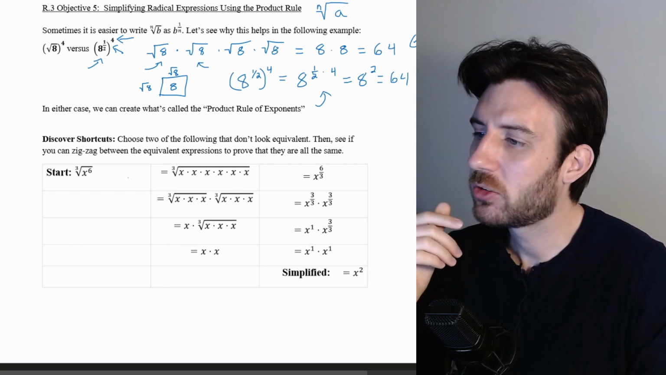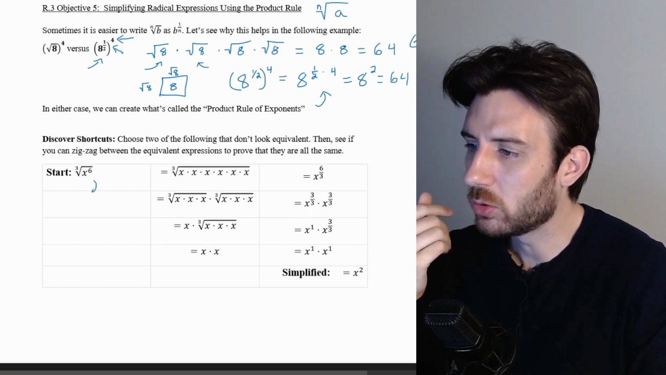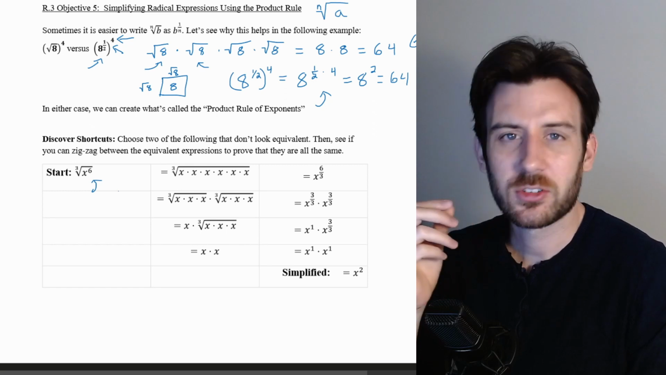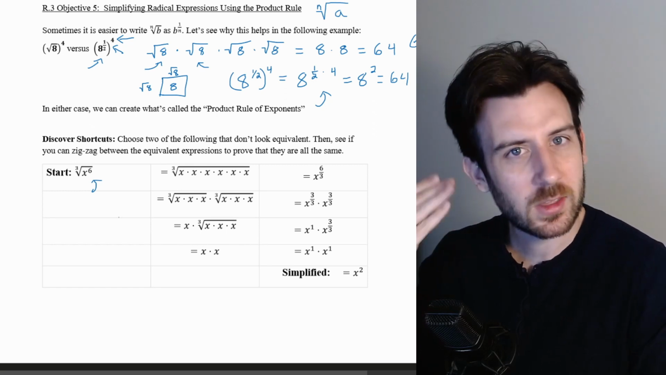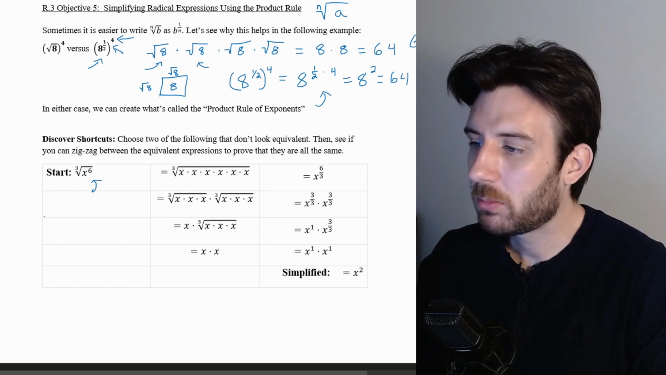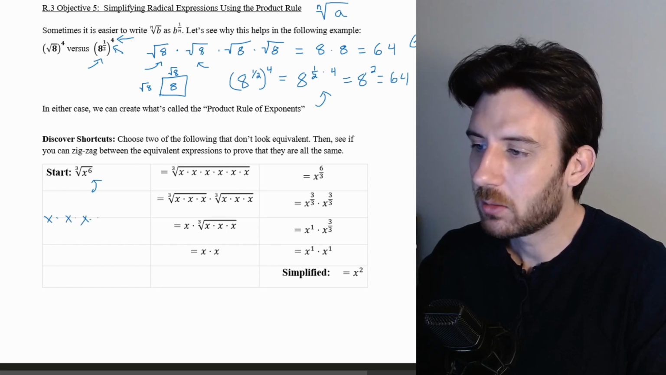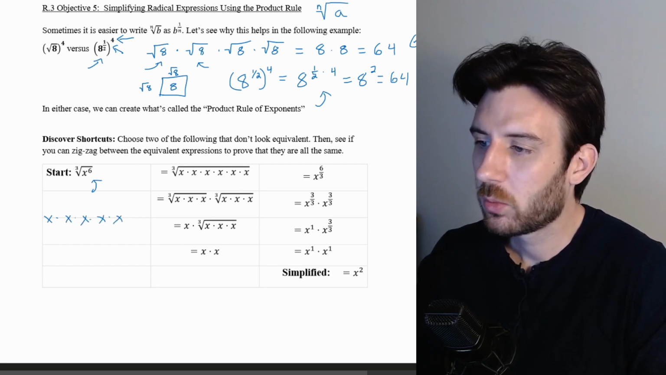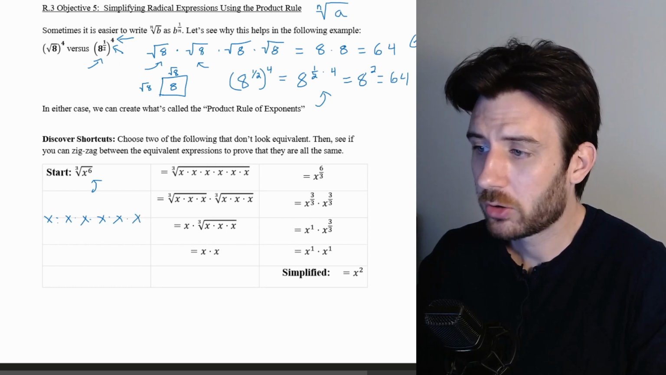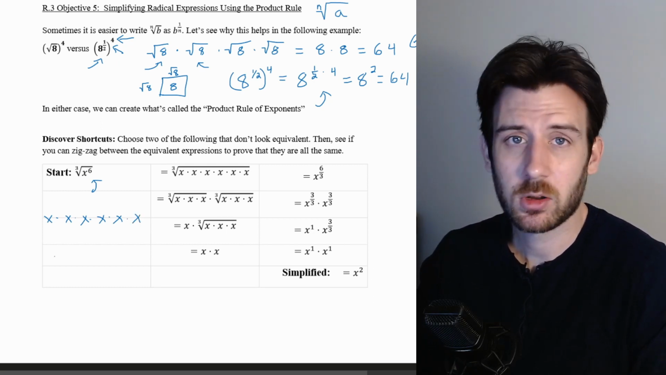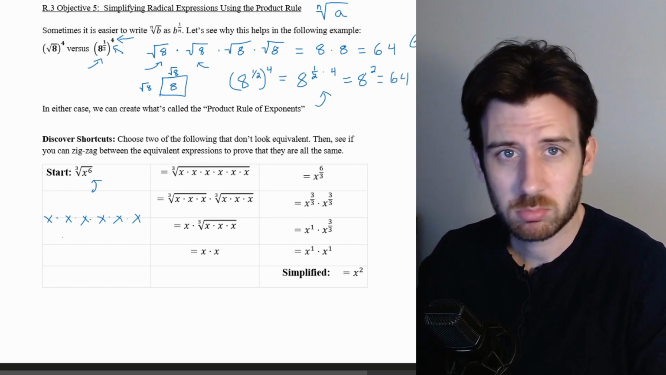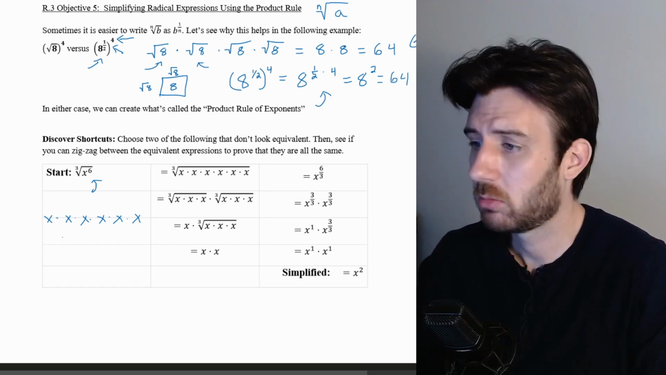So I'm going to give you this question to start with. I have the cubed root of x to the 6th. We can break that down into its meaning. It means that I am multiplying x times itself 6 times, where x is some real number. It could be negative, positive, decimal, fraction, nice fraction, crazy fraction.